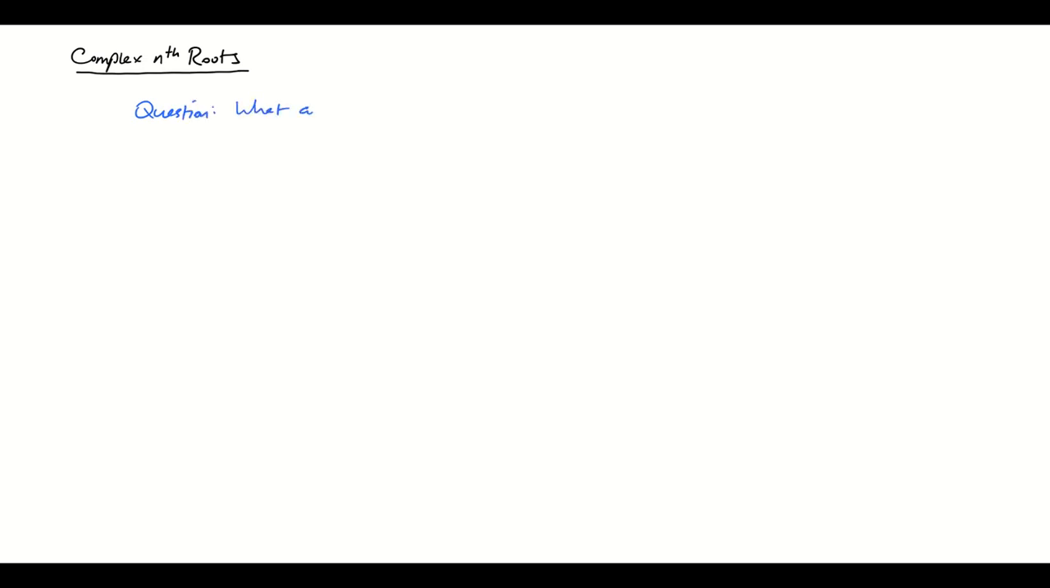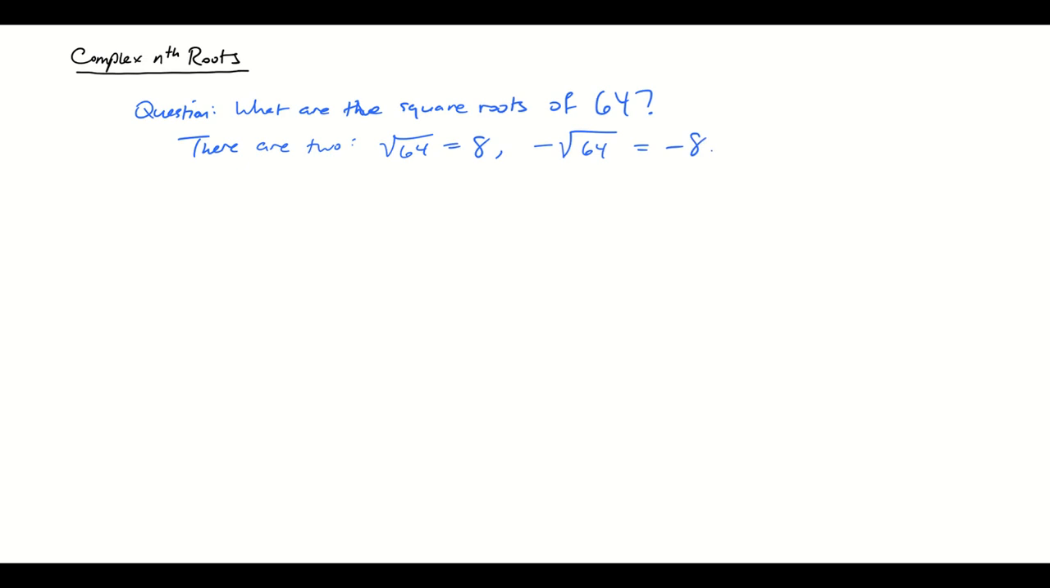What are the square roots of 64? So remember, to be a square root of 64 means that you are a number whose square is equal to 64. And we can think of two of those. There's what we call the principal square root of 64, which is 8. And then there's also the opposite of that, which is negative 8. Each of those is considered to be a square root of 64 because each of those numbers squared is 64.